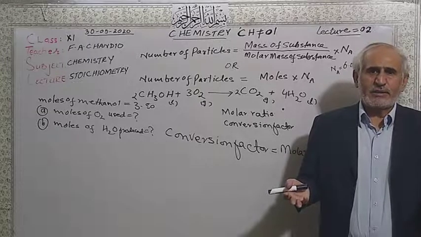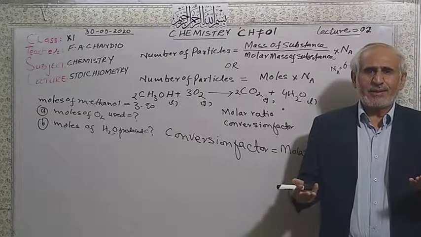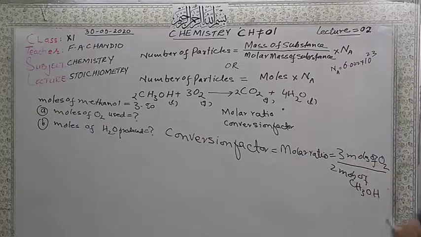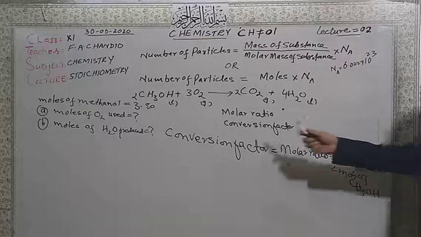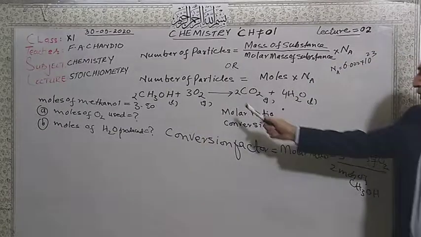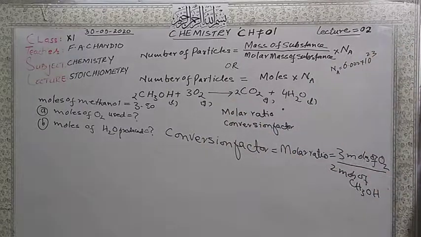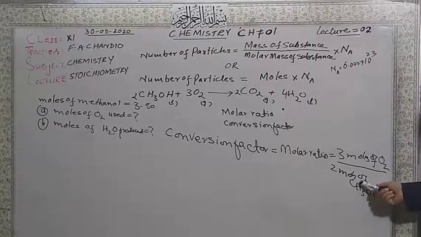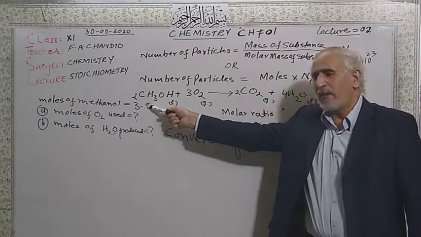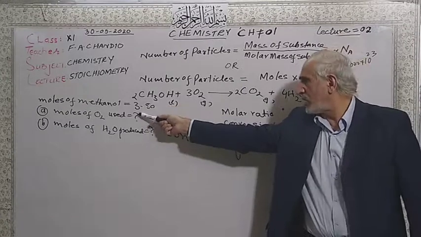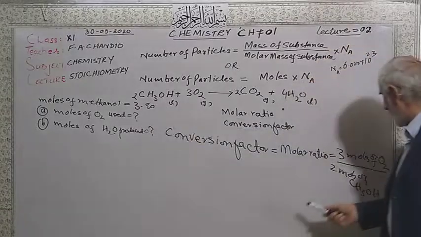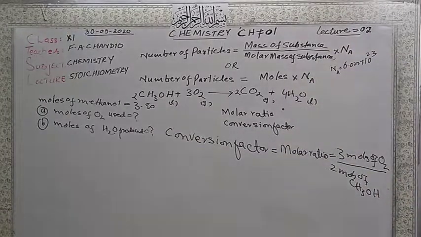The desired quantity, the unknown quantity, the question asked, should be numerator side according to the balanced chemical equation. 3 moles here, I have written 3 moles here. And this is given, because 3.5 moles are given for us. This is a question, this is given. So 2 moles of methanol, I have written 2 moles of methanol.